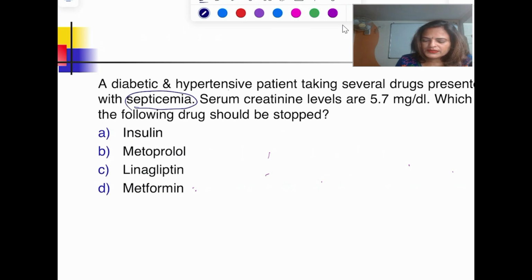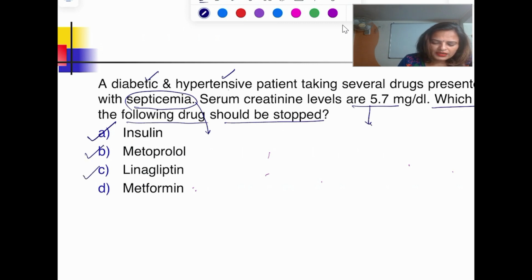Now coming to the next one: a diabetic and hypertensive patient taking several drugs presented with septicemia. Serum creatinine level is 5.7 milligram per deciliter. Which of the following drugs should be stopped? Renal problem is there, the patient has septicemia, an infection, is diabetic and hypertensive as well. So insulin we can give. Metoprolol maybe because of the hypertension. Then linagliptin. Metoprolol is a beta blocker, and linagliptin is a DPP4 inhibitor.